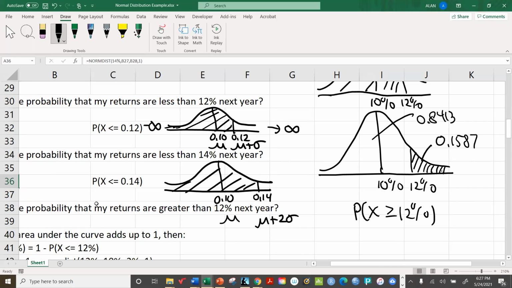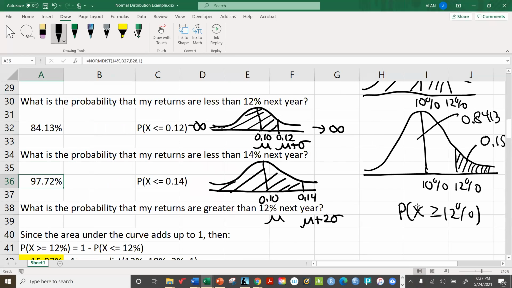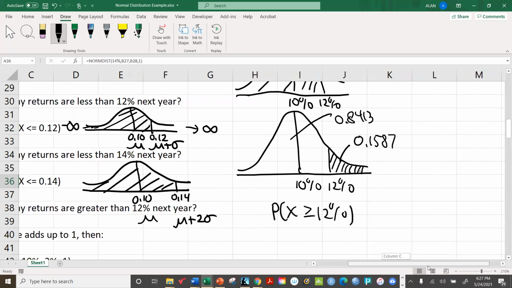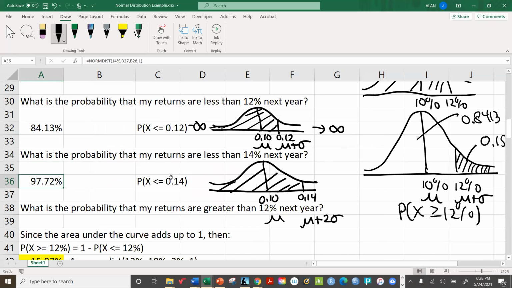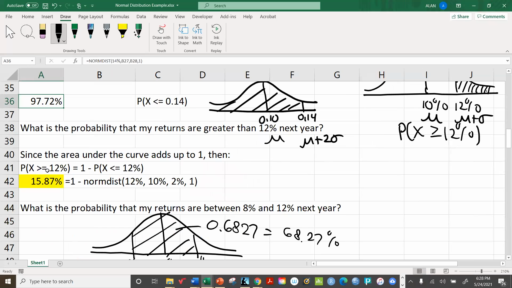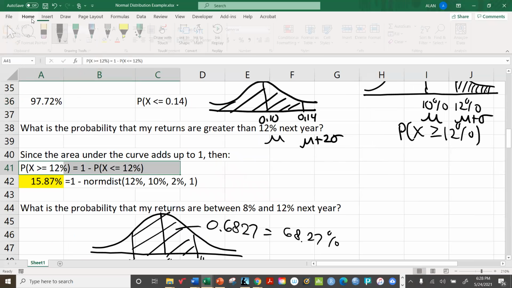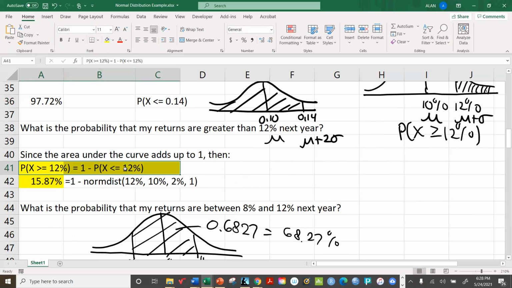Now, how about this one though? Greater than 12%. Oh, we haven't seen that one yet. That's this graph over here. Well, the norm function is only designed for less than or equal to probabilities. So we have to make a switch. In order to calculate a greater than or equal to probability, this is the equation you have to use. That's very important right there. In other words, because these two add up to 100% or 1.